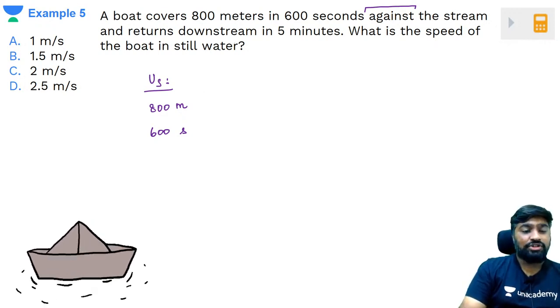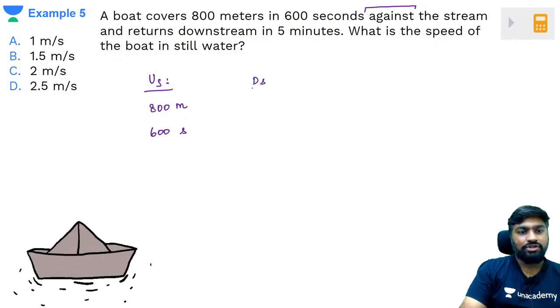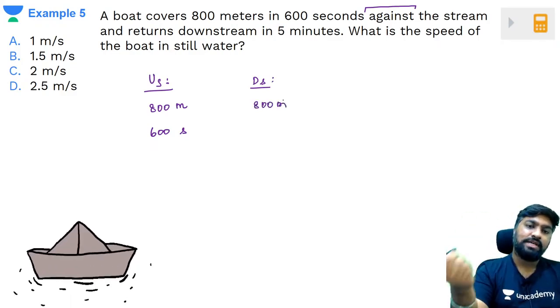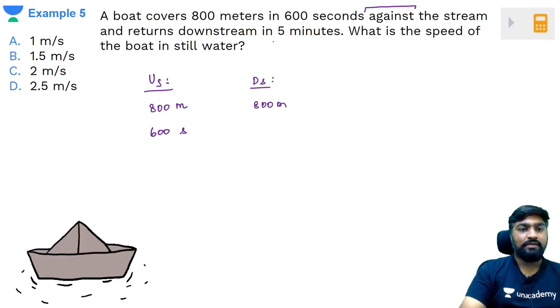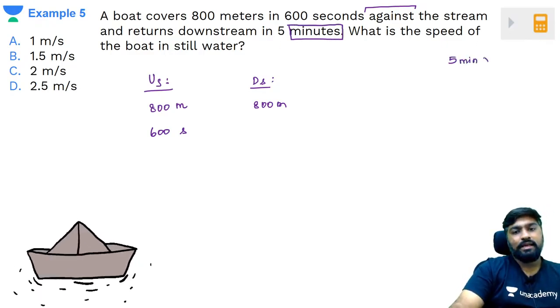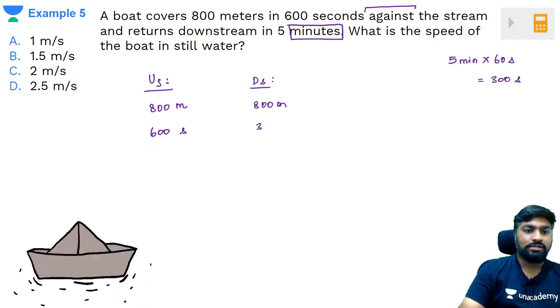And returns downstream. So returns, what does this mean? For the downstream return, the distance is going to be the same, 800 meters, because it returns. Yes, A to B 800, B to A also 800. Time given is 5 minutes. Please guys, keep this in mind, not to mess up with the units. What is 5 minutes? Each minute is 60 seconds, so this gives us 300 seconds.